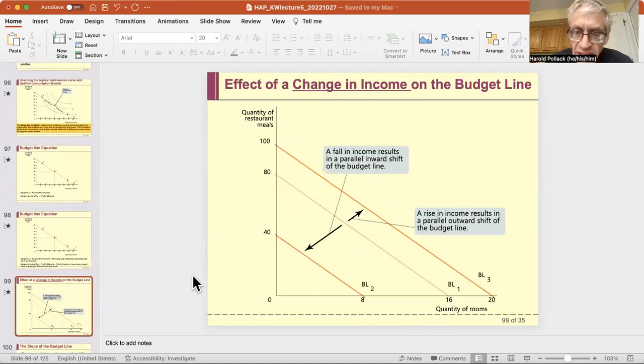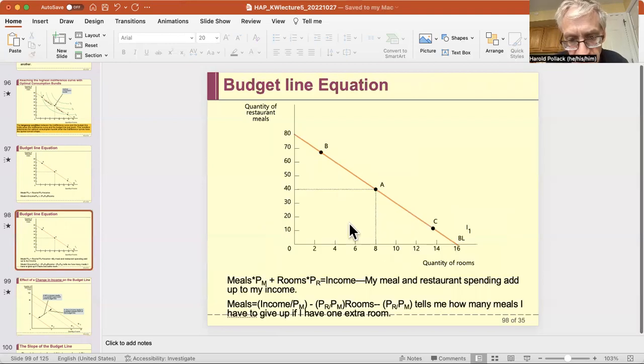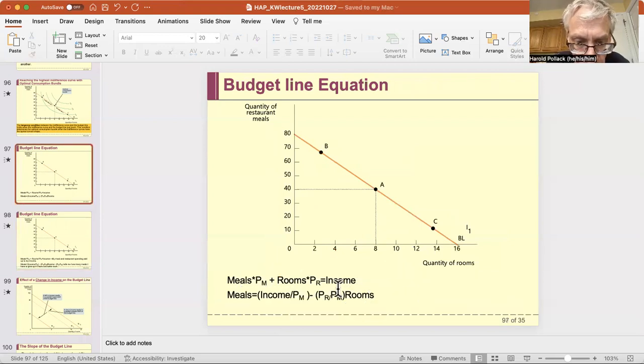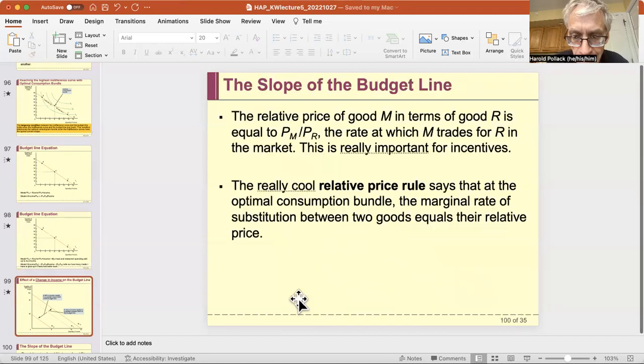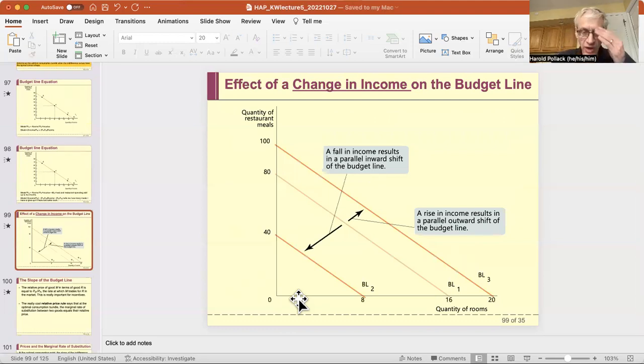Now, what happens if I change my income? The budget line shifts up and down. Notice that if I didn't change the price of the meals and the price of the rooms, these lines are all completely parallel. The only thing that I'm changing is this y-intercept term if I increase my income, but the slope stays exactly the same. So an income change just moves my budget line, but doesn't change the slope of it.